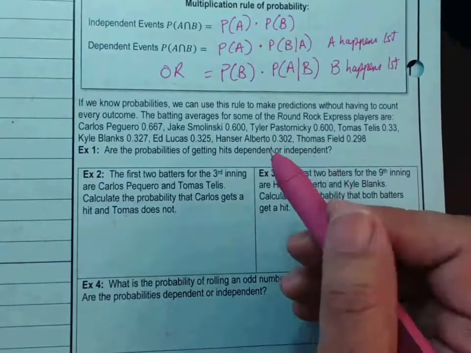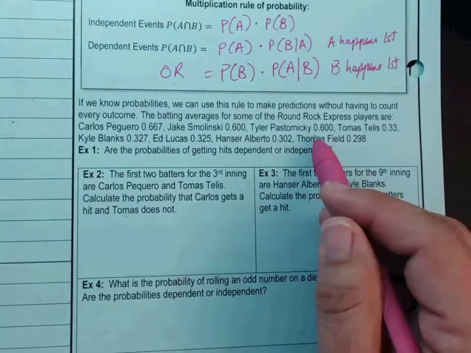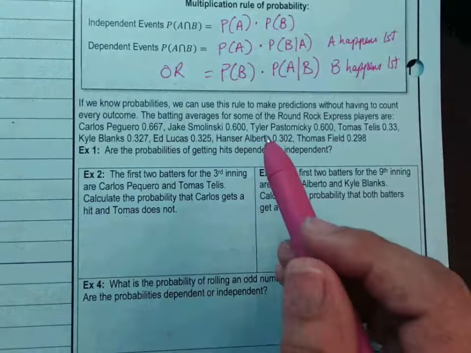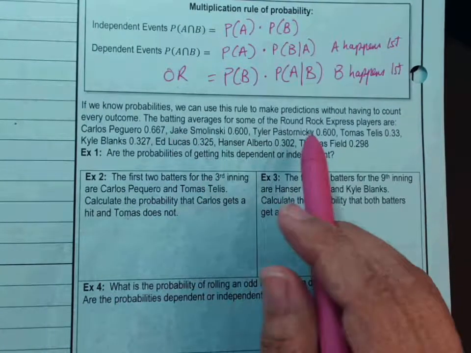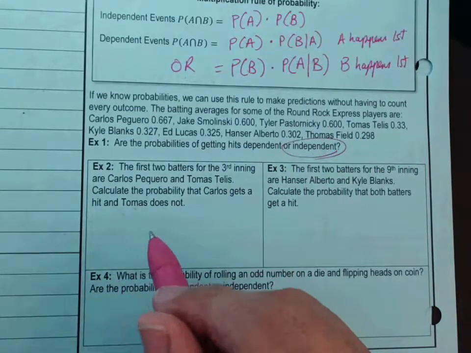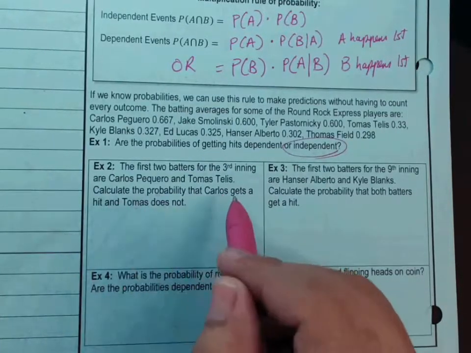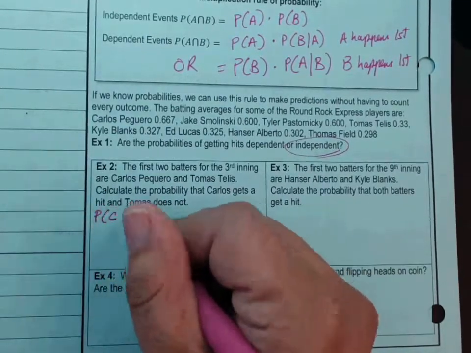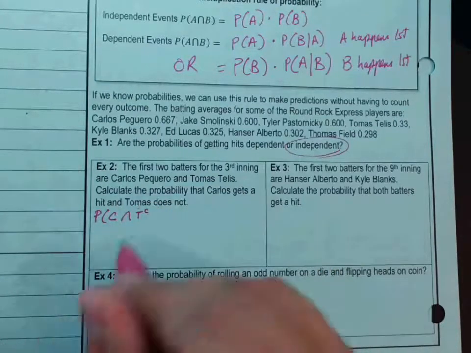Now I'm looking at batting averages of some Round Rock Express players. These are actual batting averages from a couple of years ago. And the question is, are the batting averages dependent or independent? Does one batting average affect the other? Well, hopefully not. They're independent. The first two batters for the third inning are Carlos Baquero and Thomas Tellis. Calculate the probability that Carlos gets a hit and Thomas does not. So I'm trying to find the probability of Carlos and Thomas. Oh, complement for Thomas because not getting a hit.